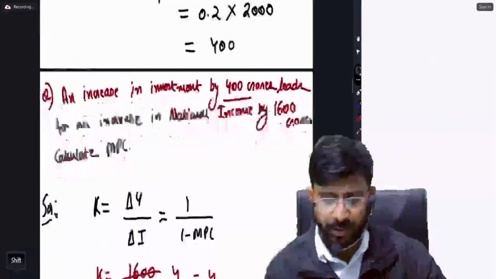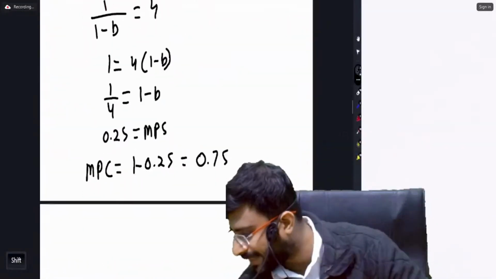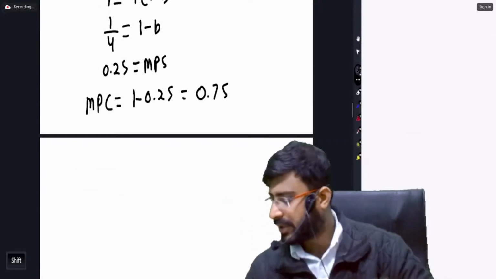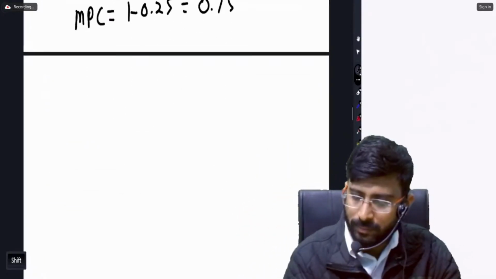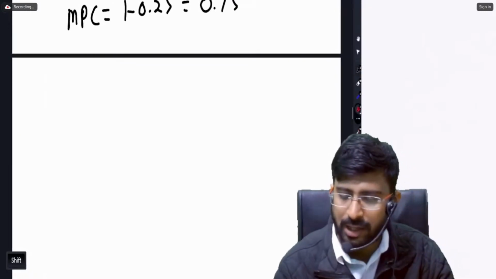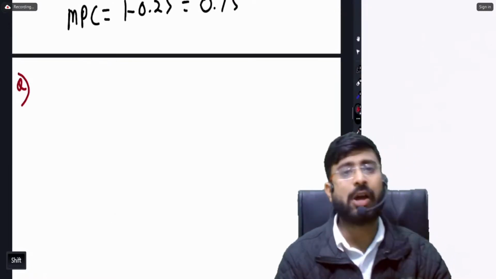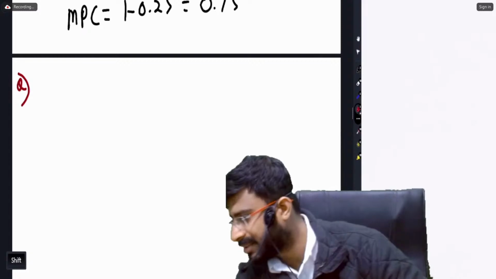Now what else do we have to do? Let's see the next one, whether it's posing some challenge to us or not. Because the topic is related to investment multiplier, we have to do each and every sum. At least try it out.